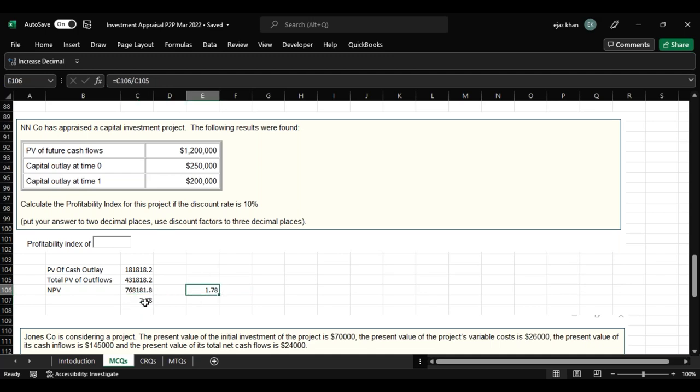So in both ways, we can calculate the profitability index. If I just cut it short, profitability index will either be NPV divided by initial investment or present value of cash outflows. Or profitability index will be calculated as present value of cash inflows, that is without subtracting the cash outflow, divided by present value of cash outflows, that is the investment.